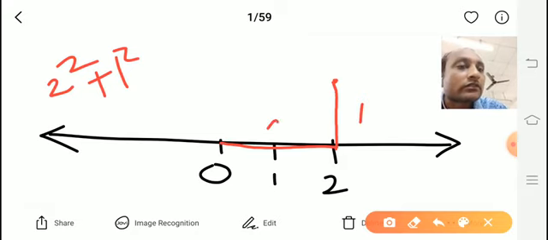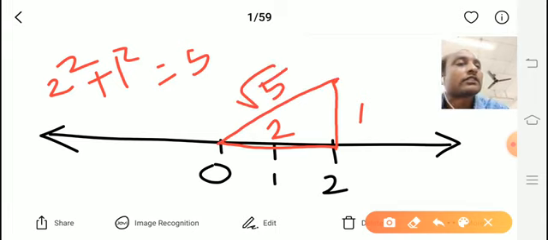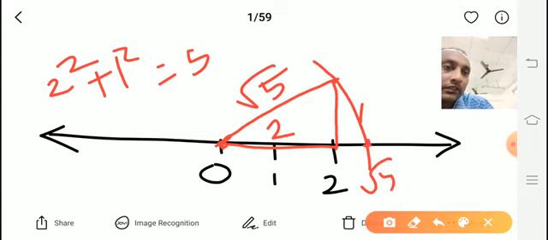You know very well, 2 square plus 1 square is how much? This is 1 and this is 2. So 2 square plus 1 square is equal to 5. That means this will be root 5, using the Pythagoras theorem. Now from 0 you have to put the compass and draw the arc like this. Then you get root 5 on the number line. Like that we can represent root 5.